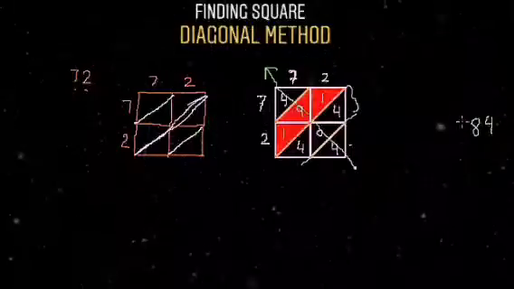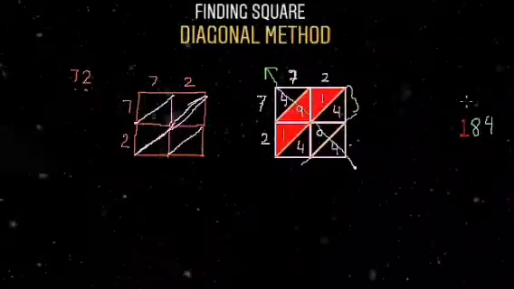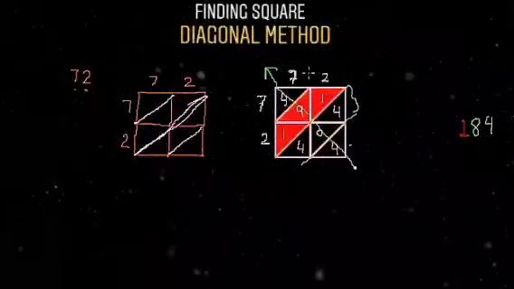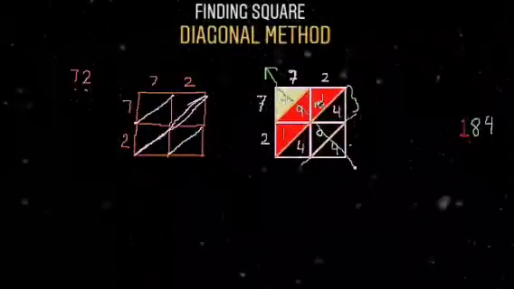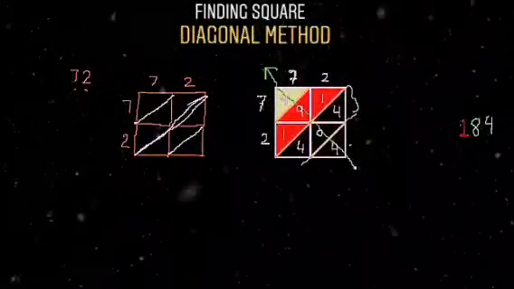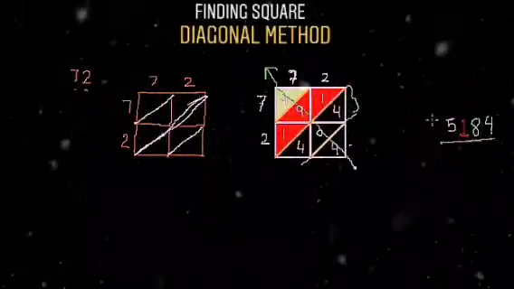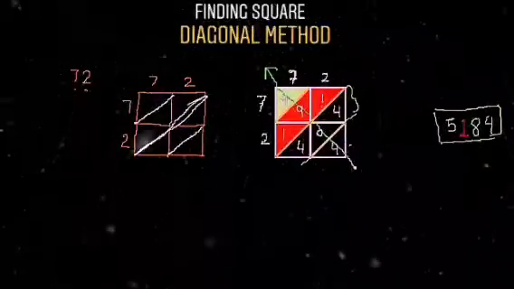How will we write it? We will write 1, and since it has two digits, the tens digit will be carried forward to the next section. For the last section we have 4, and 4 plus 1 gives you 5. So 72 square is 5184.